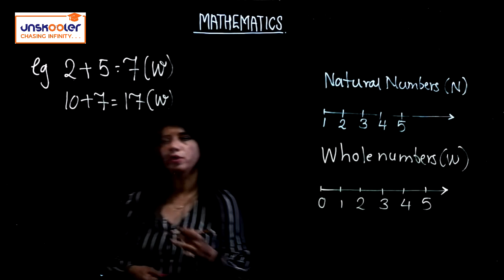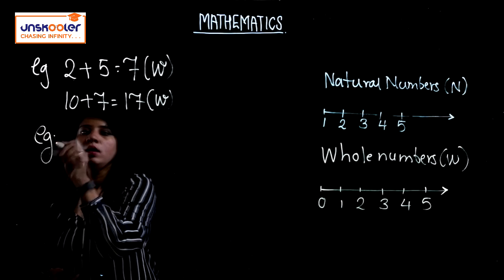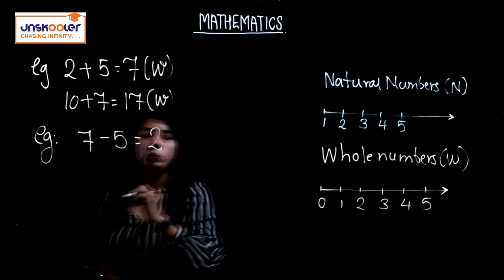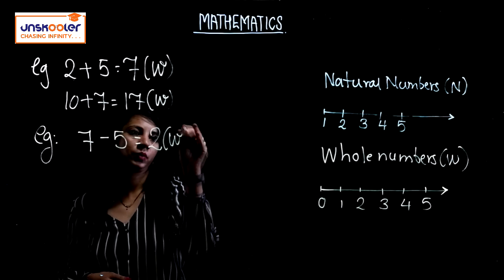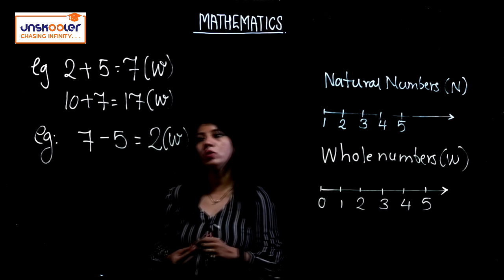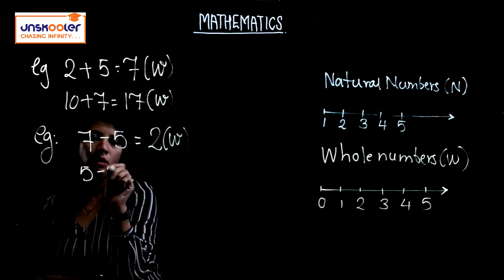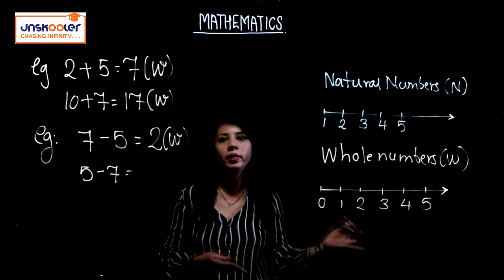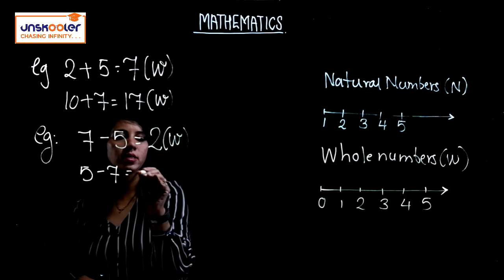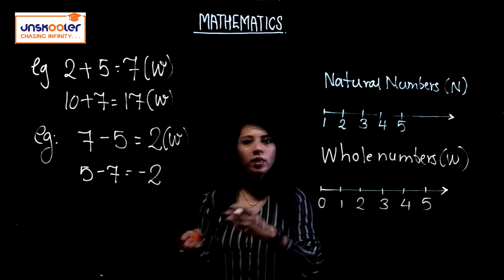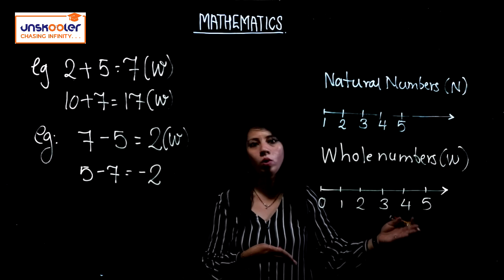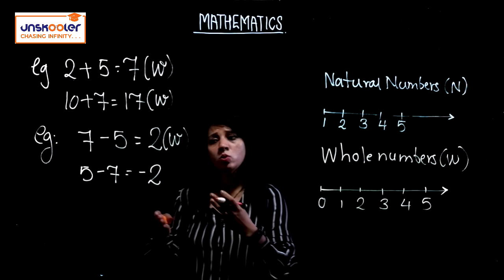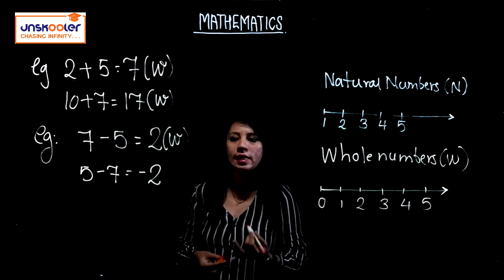But what about subtraction? Let us take an example. 7 minus 5 will give me 2. Now 2 is a whole number, right? But what about 5 minus 7? Now when I subtract a bigger number from a smaller number, my answer will be negative, right? So 5 minus 7 will be minus 2. Now minus 2 is not a part of whole numbers. You cannot represent minus 2 on the number line of whole numbers. So minus 2 is nothing but a negative number.